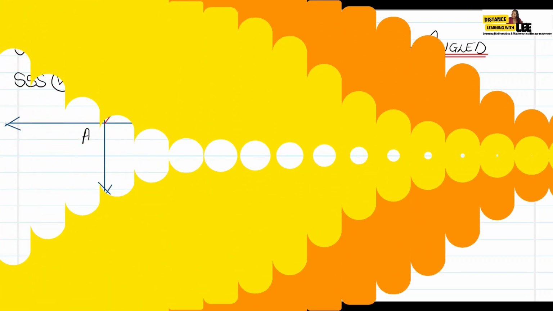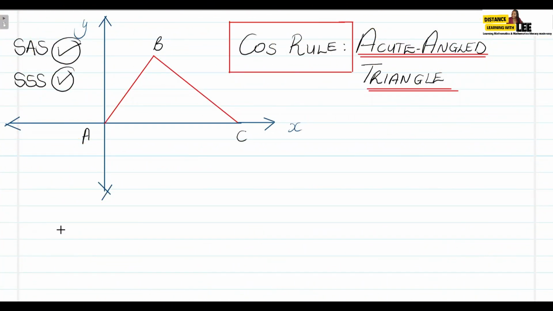What I said is that we're trying to prove that a squared is equal to b squared plus c squared minus 2bc cos of A. Where am I getting the A's from? Side BC can be written as small letter a. Side AC can be written as small letter b.